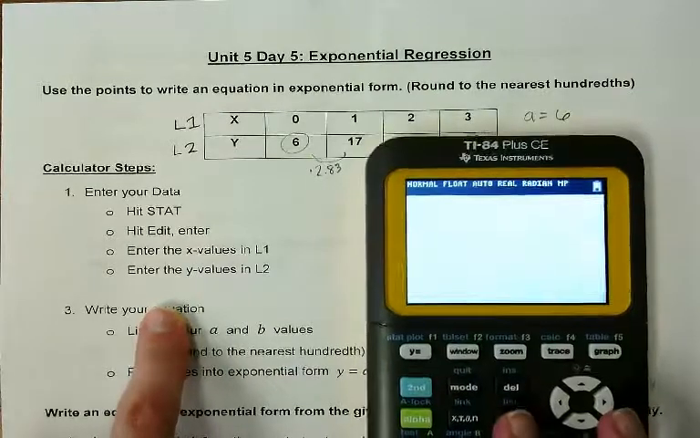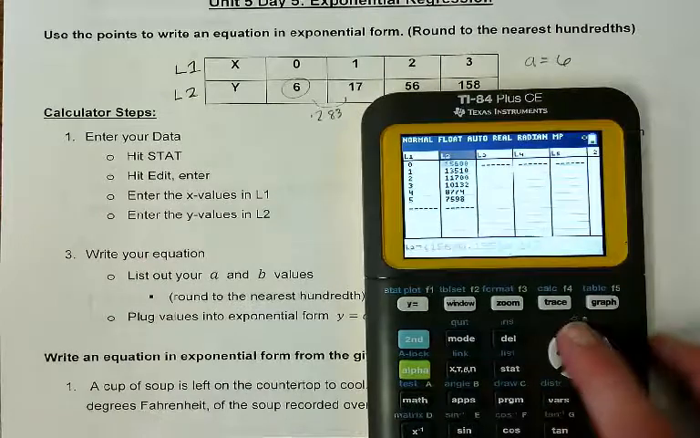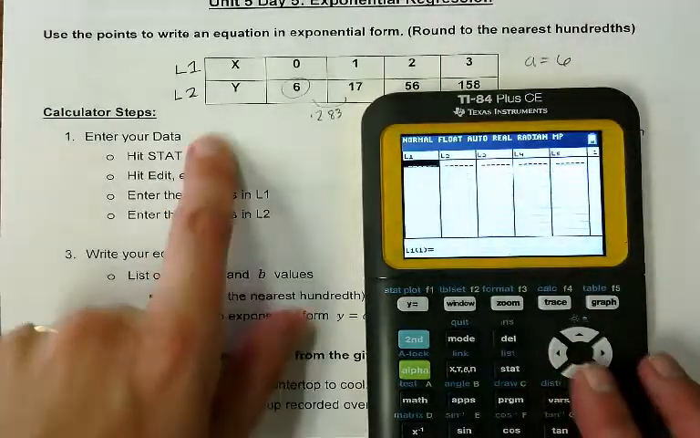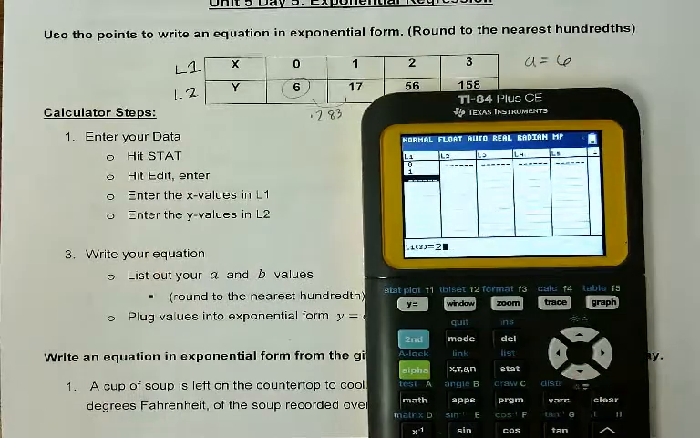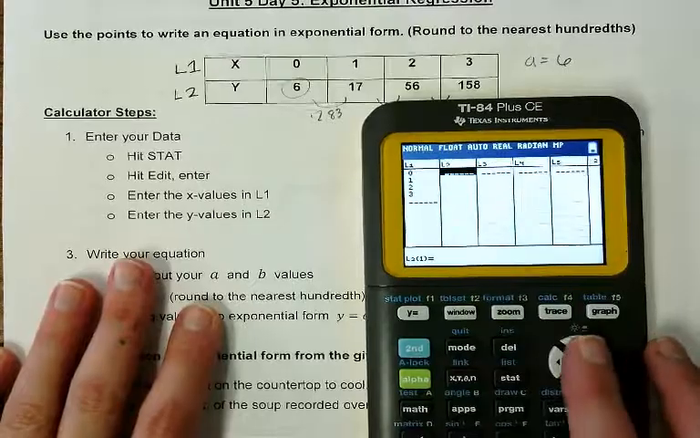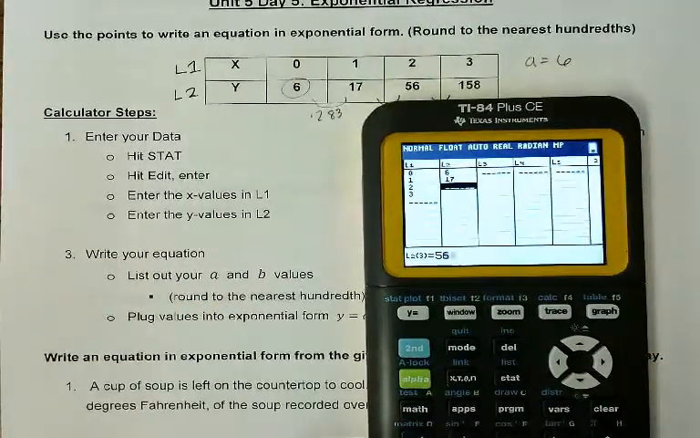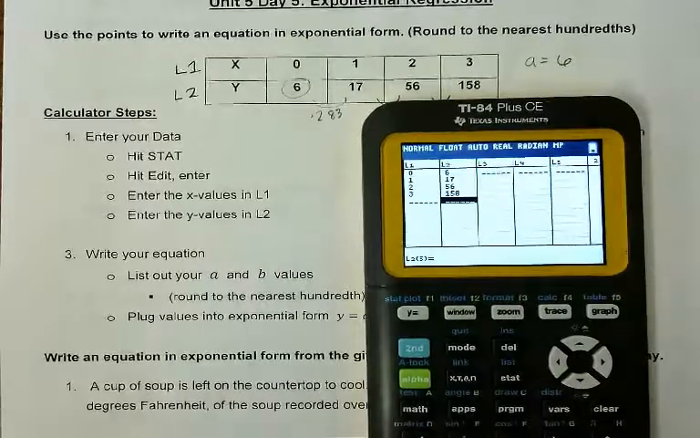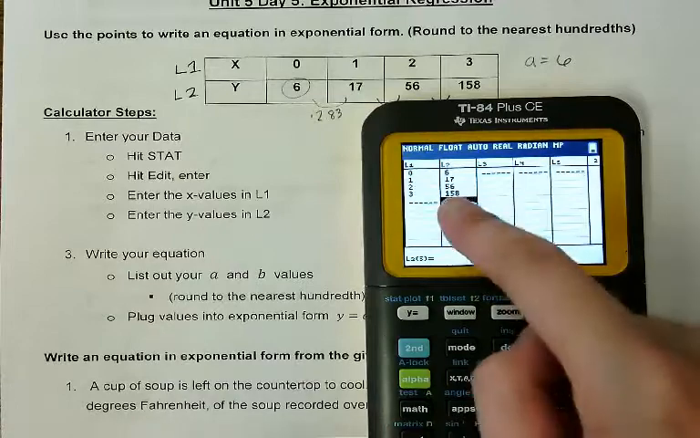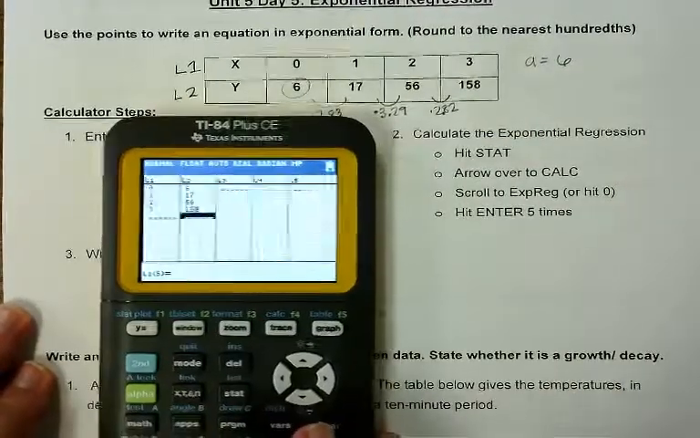So this gives you a little refresher on the directions here. You go to your stat on your calculator. You go and you edit your lists. I've got stuff in my lists, so I need to clear it out. And I'm going to enter 0, 1, 2, 3. I'm going to enter my x values in my list 1. I'm going to enter my y values, 6, 17, 56, 158, into my list 2. Those are all my y values. Double check them, make sure they're good. Yes. Now I'm going to go over here and calculate it.